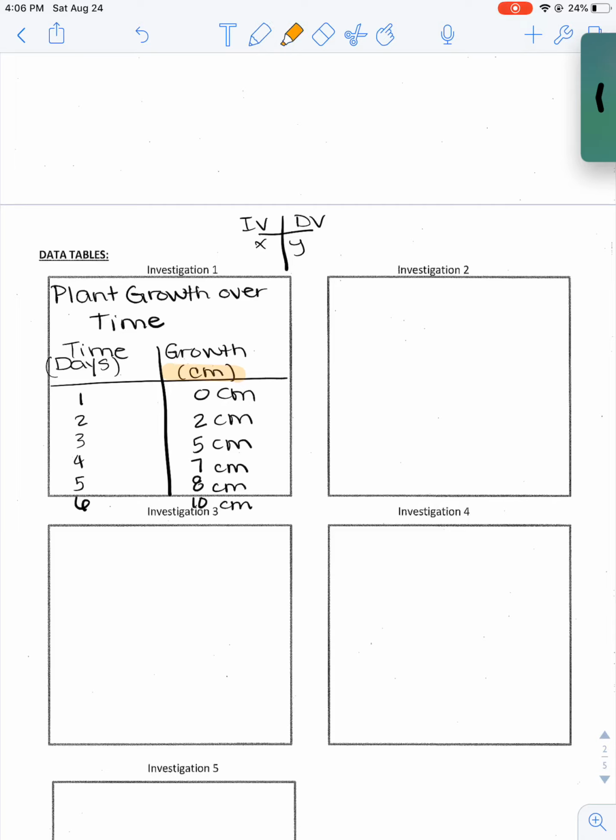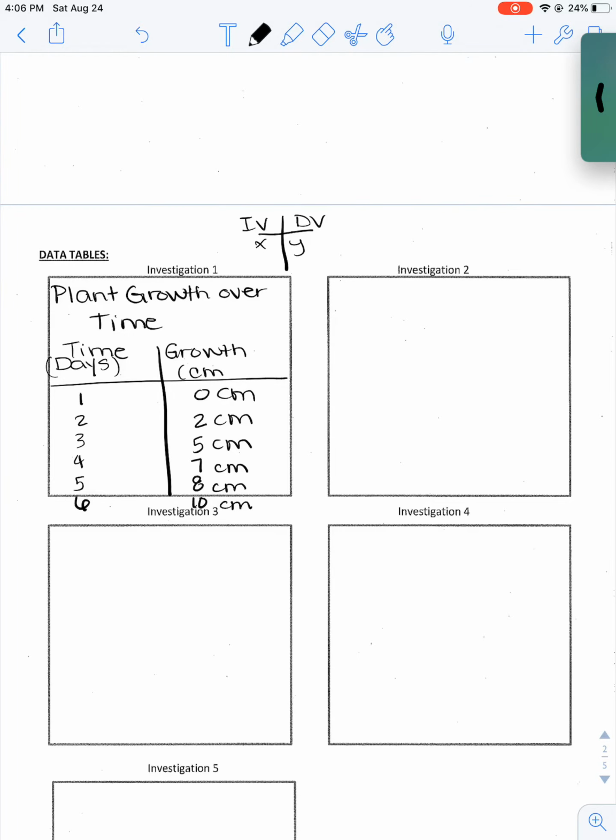So the two biggies that I saw for you guys were a lack of title and then that repetition of units inside the data table instead of just leaving them in the column heading.